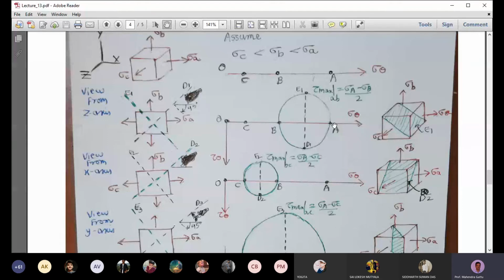The radius will be sigma A minus sigma B by 2, and the maximum shear stress will occur at D1 and D1, and that value is equal to the radius, so it will also be sigma A minus sigma B by 2. So this is the Mohr circle for rotation about the z axis. Okay, and sigma C will not change. Sigma C will be constant. Only sigma A and sigma B values will change because of the rotation, and you'll get some shear stress also due to the rotation.